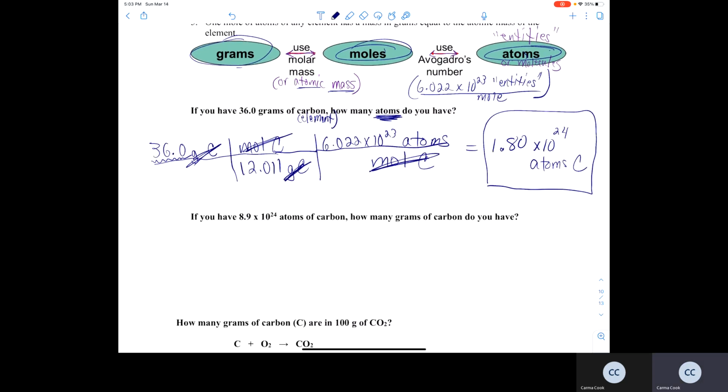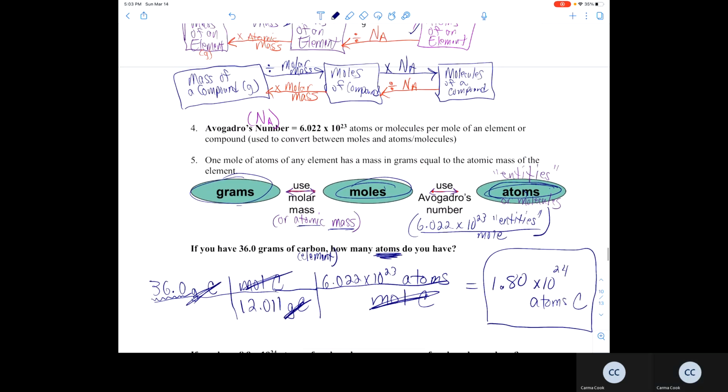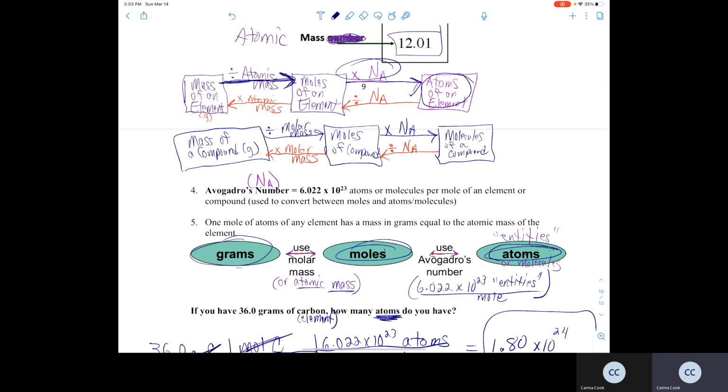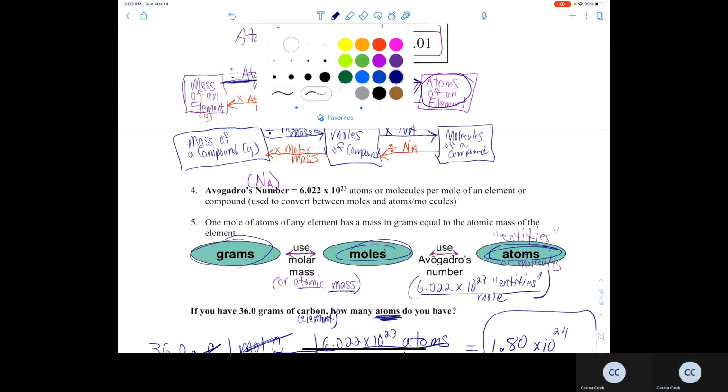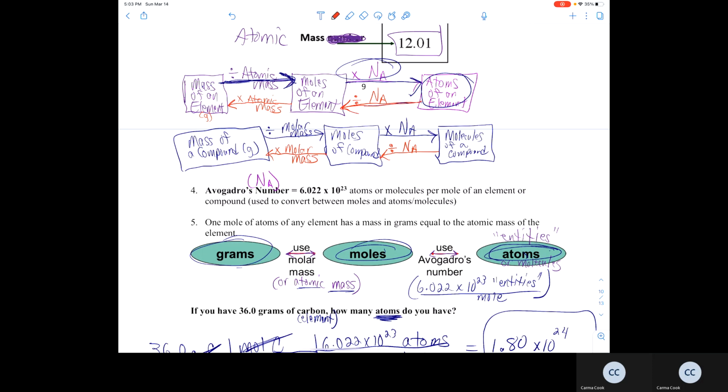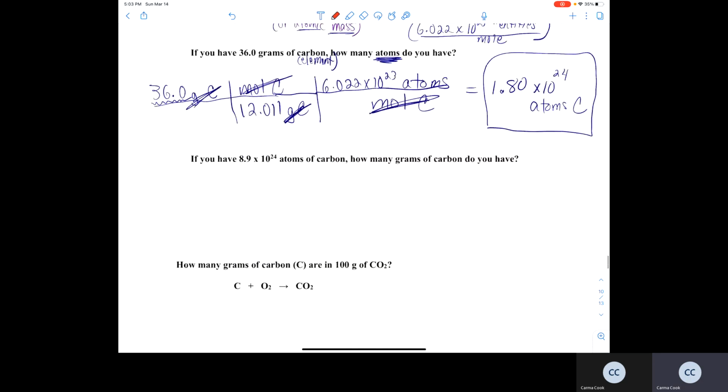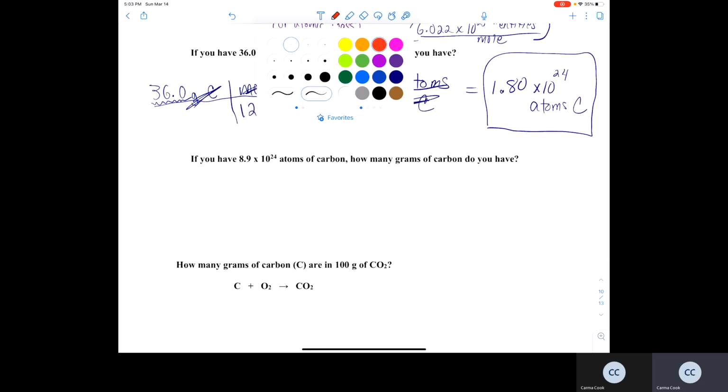The next example, if we have 8.9 times 10 to the 24th atoms of carbon, how many grams of carbon do we have? So now we're going to be starting with atoms and working our way backwards. So first we're going to convert the atoms to moles by dividing by Avogadro's number, and then converting the moles to mass in grams by multiplying by the atomic mass of carbon. So again, we have a two-step calculation.